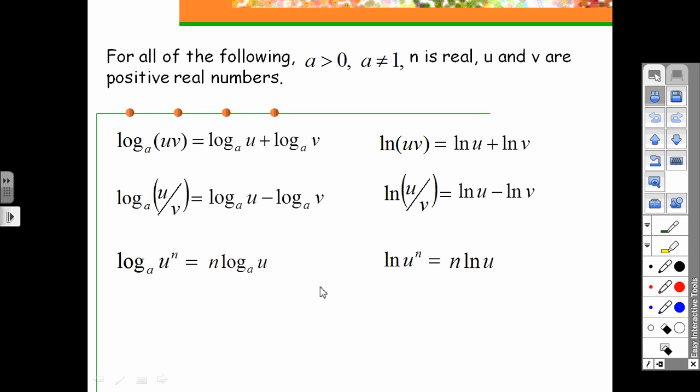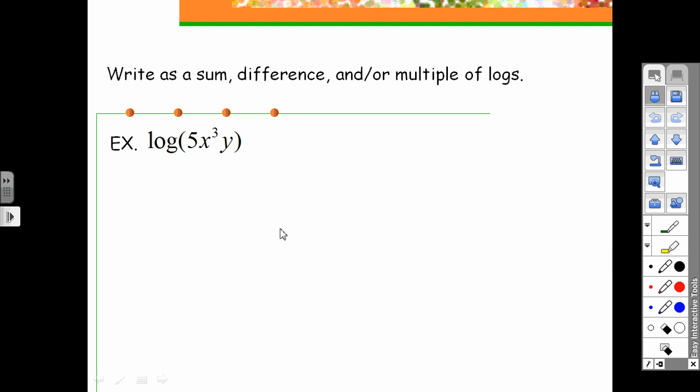Okay, so let's practice. First one says, write as a sum, difference, and/or multiple of logs. So we can see we have one log here, base 10, so we're not going to write base 10, of 5 times x cubed times y. So all of these are being multiplied together. So the first thing I can do is separate this into 3 different logs, one with 5, one with x cubed, and one with y. And since they're all multiplied together, I'm going to add the logs.